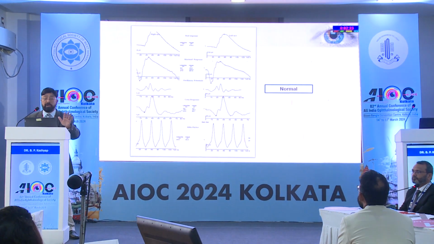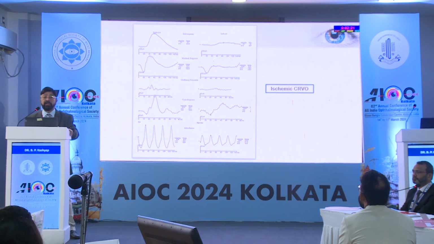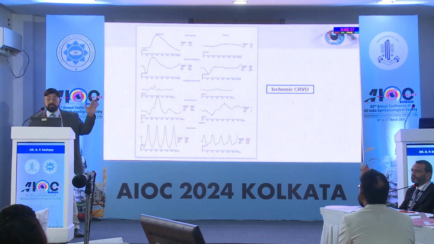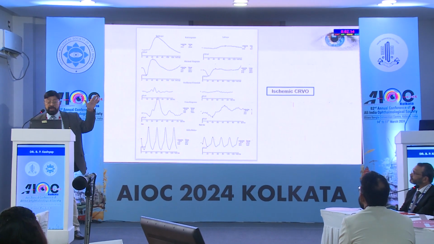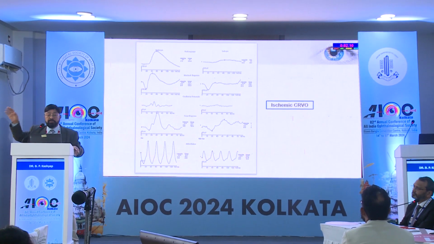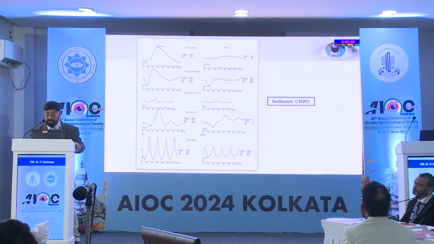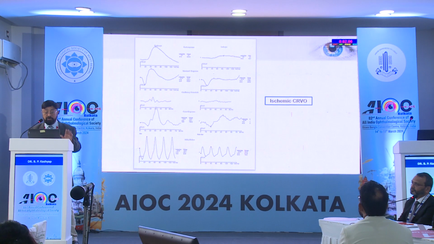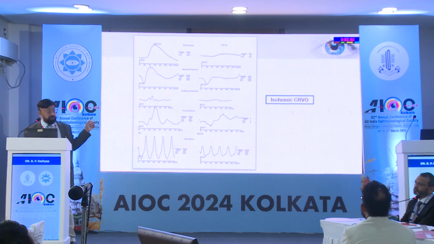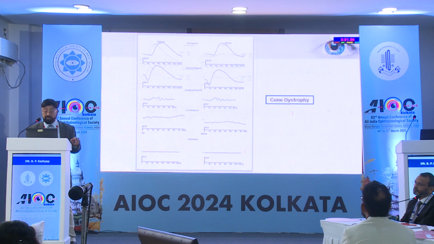Suppose this is normal, and suppose you have some problem like CRVO. In CRVO, the rods are functioning well, so we'll get a response of the negative A wave, but you don't get a good response of the bipolar cells. So you have a dysfunction of the cone. Even in the oscillatory potential and the 30 hertz flicker, you have a less response.